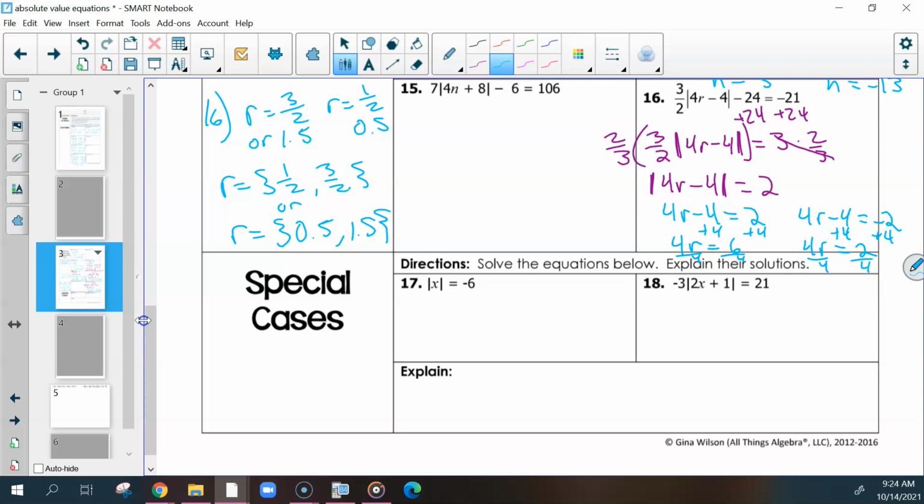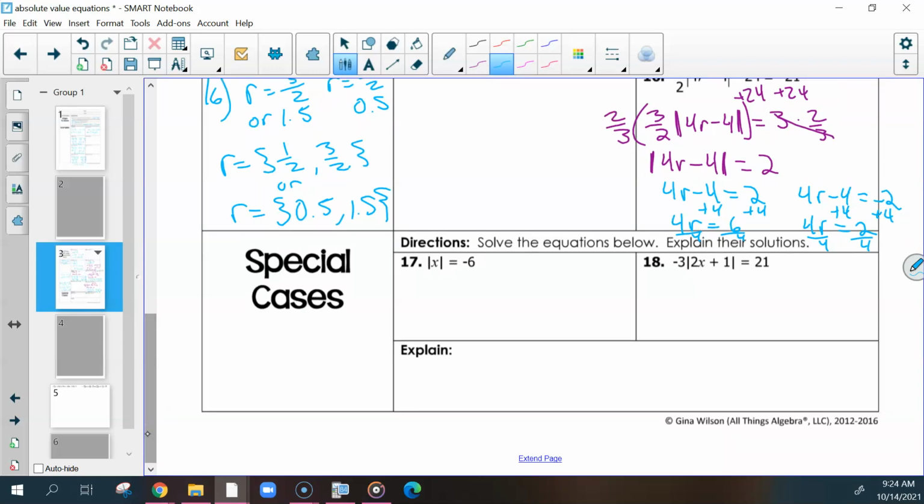So the steps are always the same. It's just that the equation may change what you have to do. Sometimes you don't have to isolate the variable, sometimes you do. Sometimes you have to solve the inside, sometimes you don't.